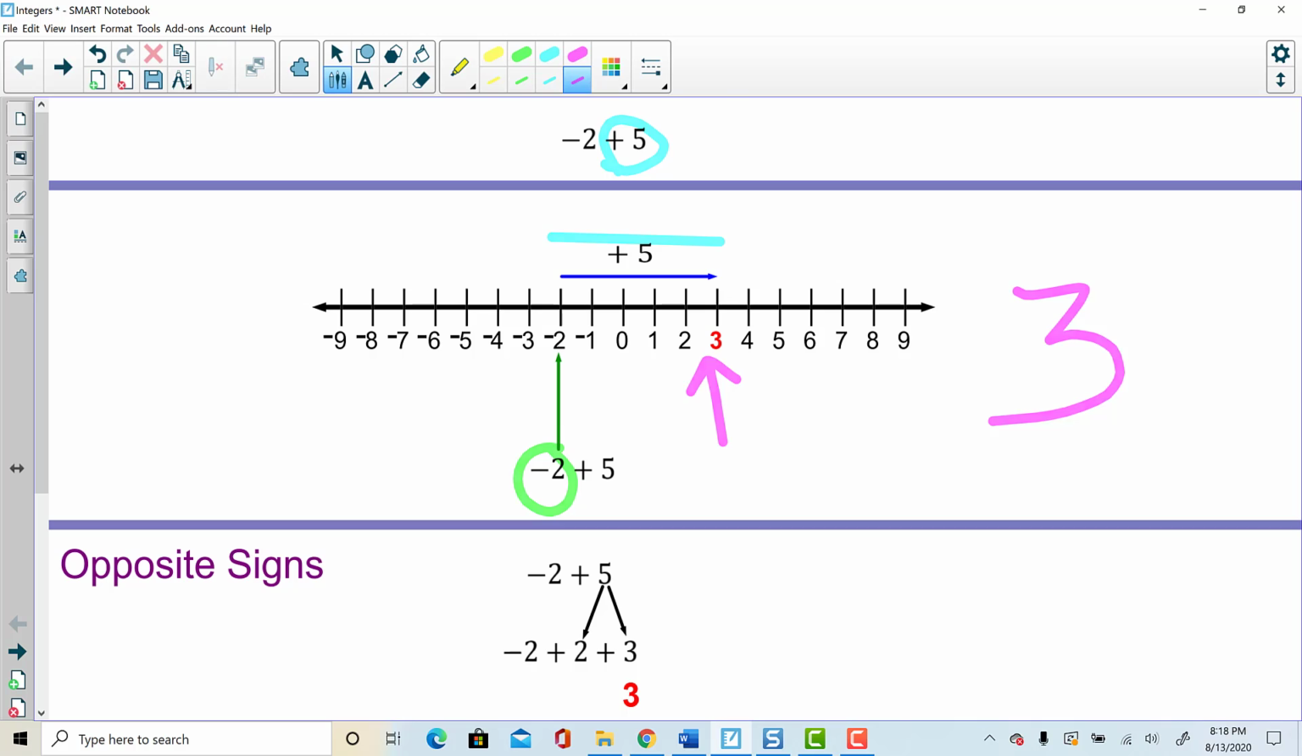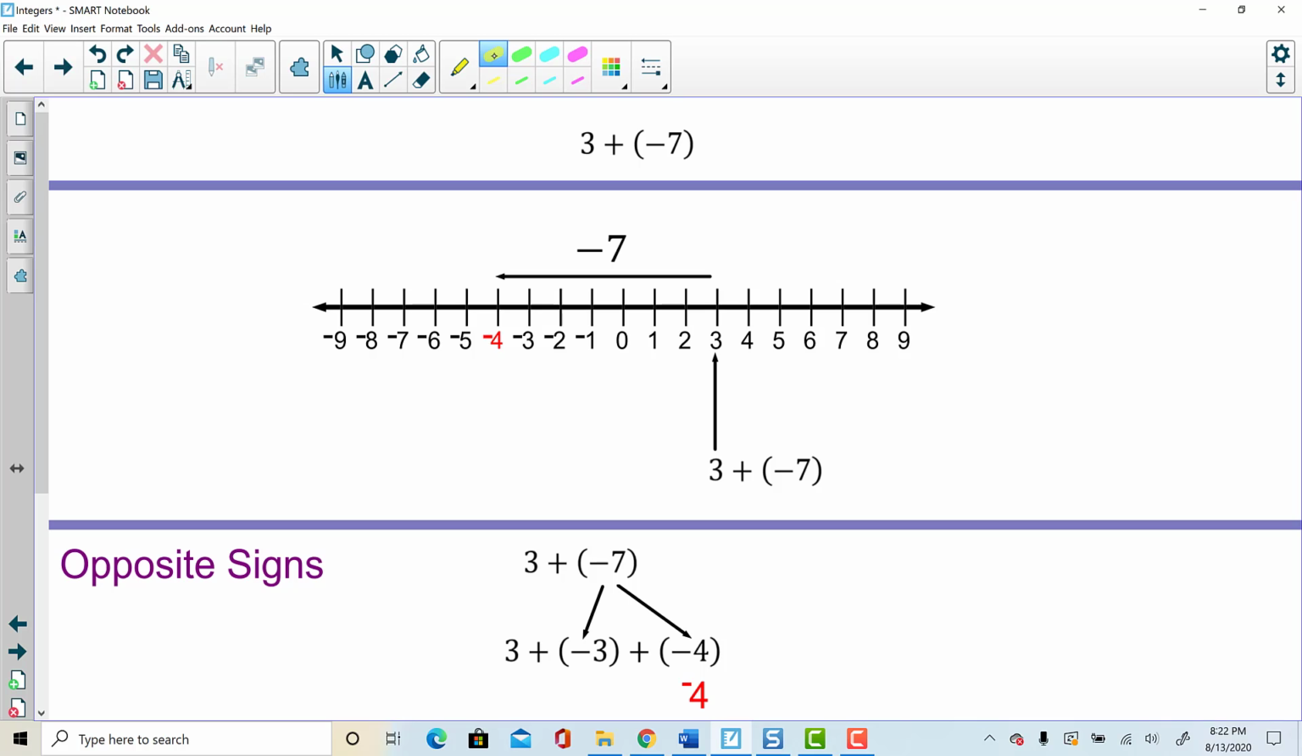So that's the visual interpretation of it. If you look down here where it says opposite signs, anytime you have opposite signs, what you could do is break up the bigger number. So the smaller number is -2. I'm going to want to break it up so that the other number is +2 and something. So you see that you have a -2 and a +2. That disappears. That adds up to 0. And you're left with just a 3. So the 3 is your answer.